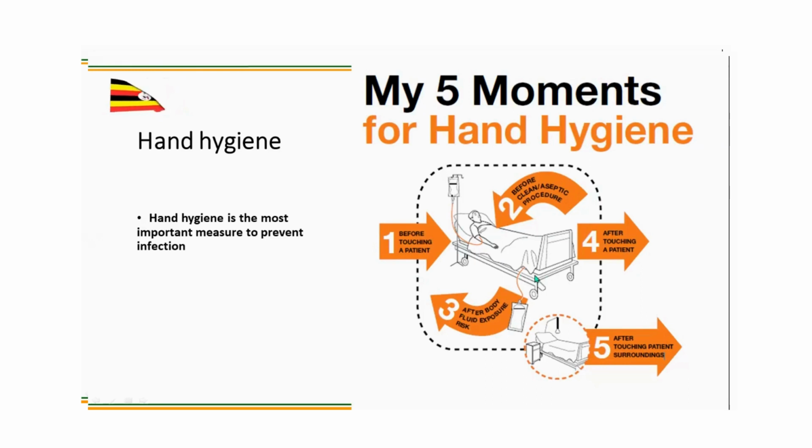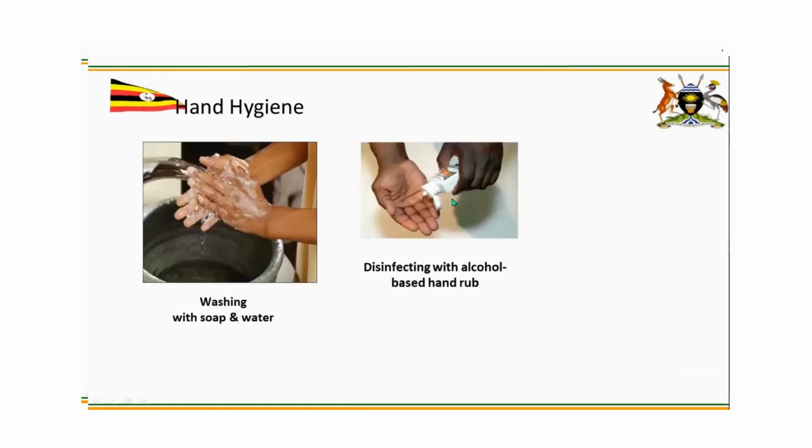And then after any exposure to the body fluids of the patient, even if it is urine, you need to have proper hand washing. And this is now to protect you from any infection from the patient. And then after touching the patient or the patient environment, as you leave the patient, you need to make sure you do proper hand washing. So these are the 5 key moments of hand washing.